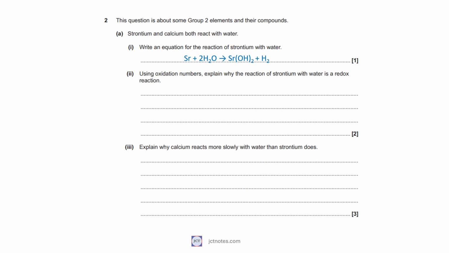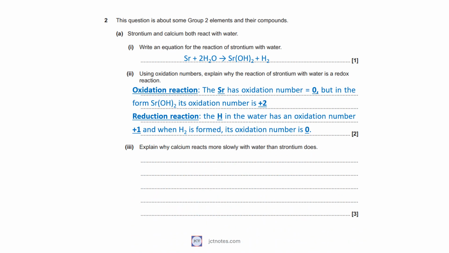It should be noted that beryllium does not react with water, and magnesium reacts very slowly with cold water but more rapidly with steam to form magnesium oxide. In the second question we are asked why the previous reaction is a redox reaction using oxidation numbers. In a redox reaction, there is a transfer of electrons between 2 species, one is oxidized, loses electrons, and the other is reduced, gains electrons.